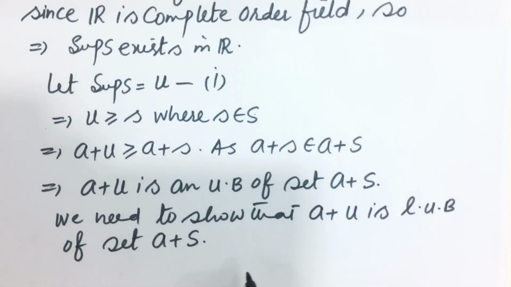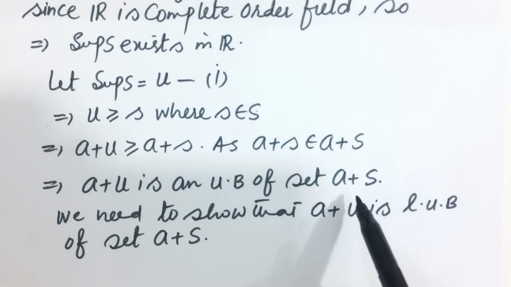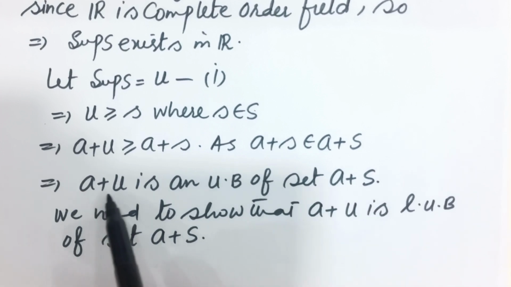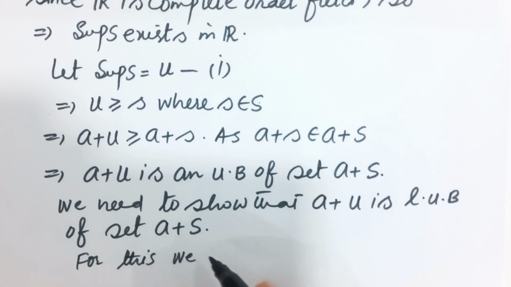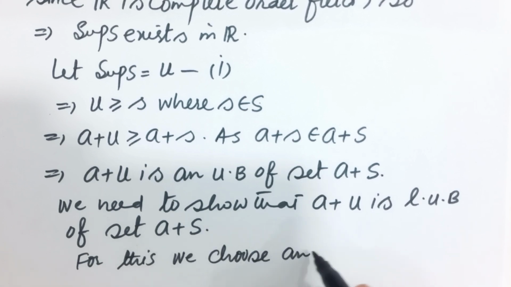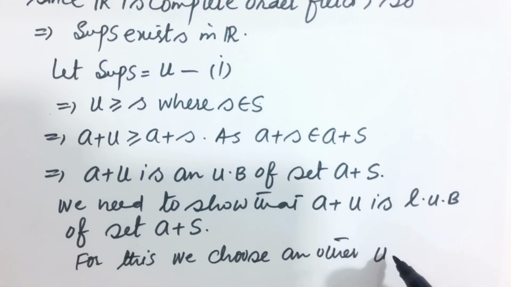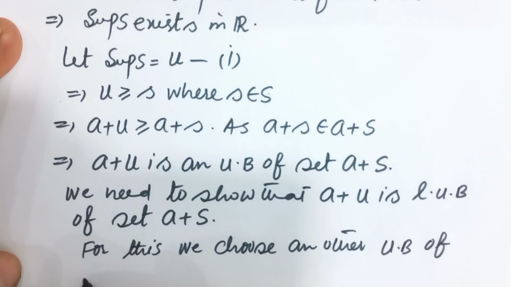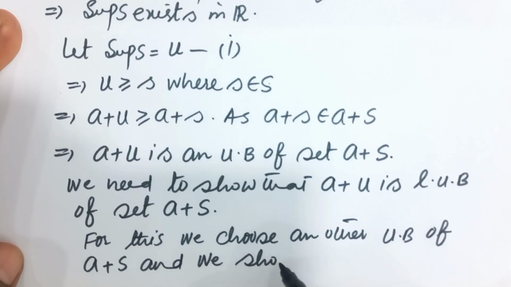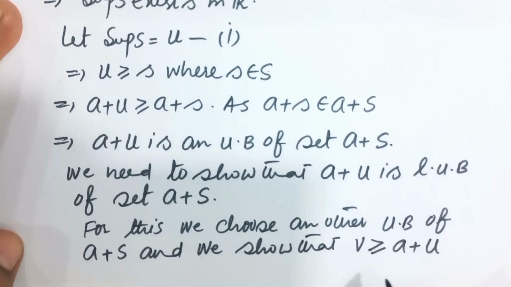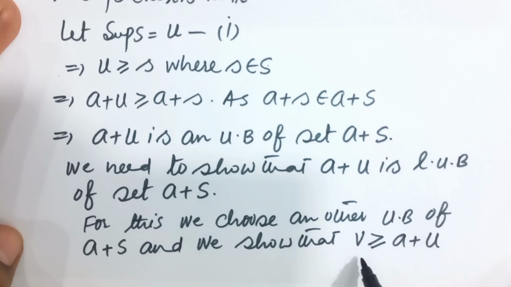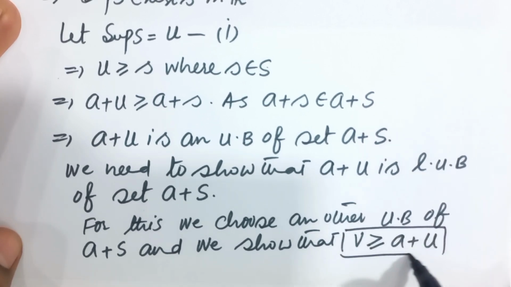For this, we suppose there is another upper bound V of this set A plus S, and we show that V is greater than or equal to A plus U. When V is greater than or equal to A plus U and V is also an upper bound, this will show that A plus U is the least upper bound. So now our target is to show this inequality.